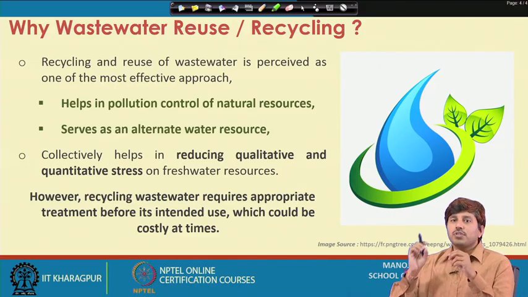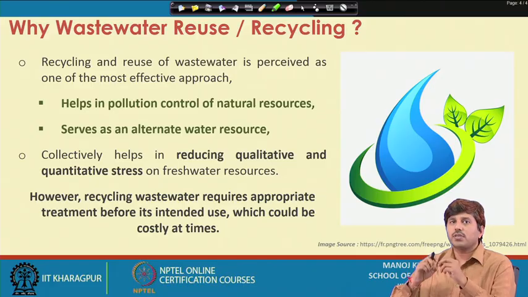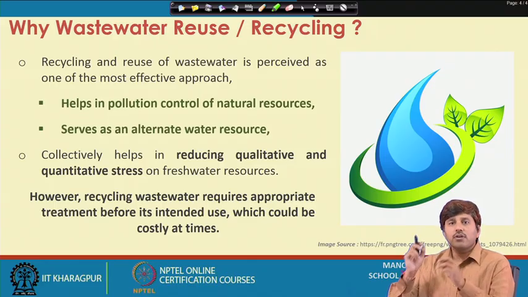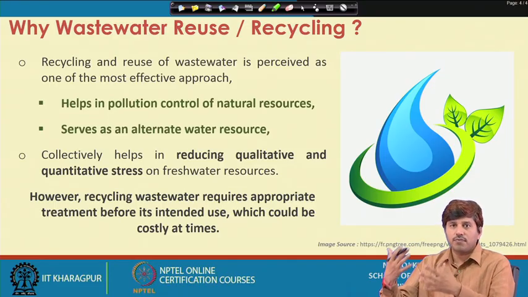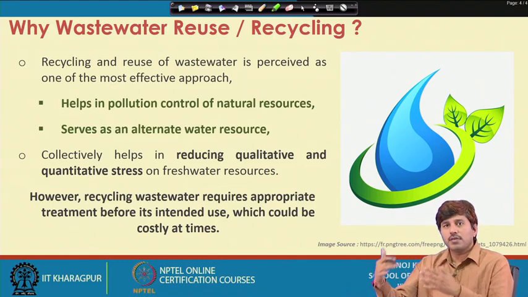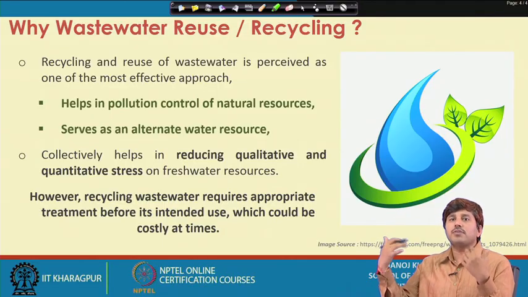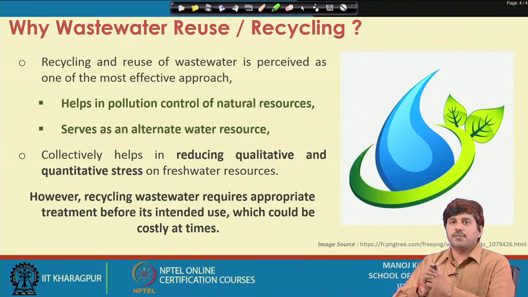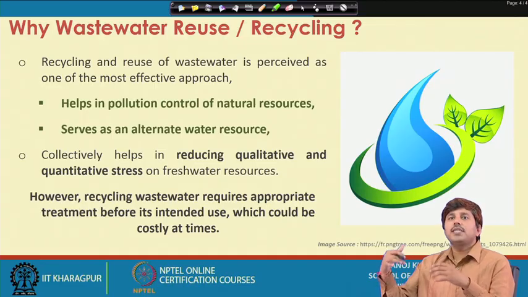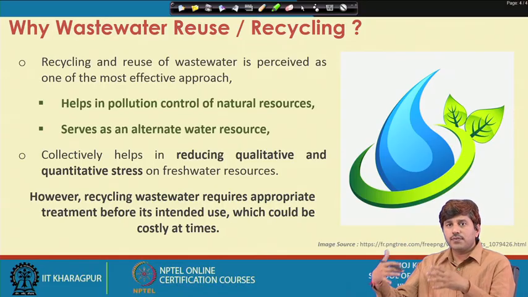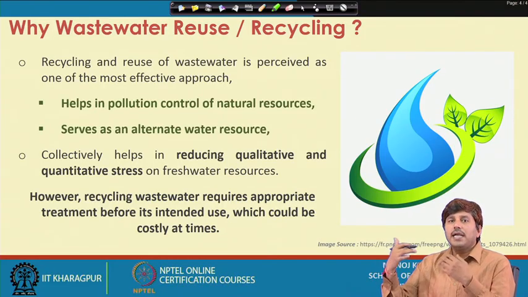And second, and the most important part, and that is why people are more concerned about wastewater reuse and recycling, is that it serves as an alternate water resource. So, there is a lot of stress on our water utilities for fulfilling the demand. Our natural water resources are depleting. At the same time we are producing a huge amount of wastewater which we are letting go to the natural systems. So, if we are able to reclaim water from this wastewater which has been produced and put it back into a use cycle, we are actually able to convert this waste into a resource, okay, and we need such resources.